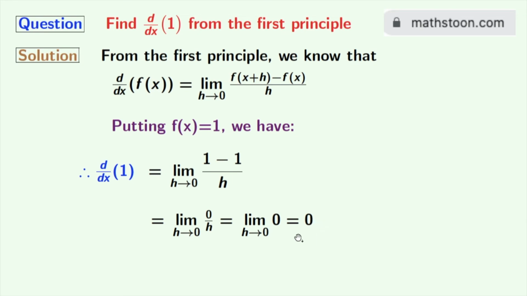Now note that the derivative of a constant is always 0. As 1 is a constant, using the rule, we can directly get the derivative of 1 is equal to 0. If you want to learn more about this fact, please click the video given in the I button.